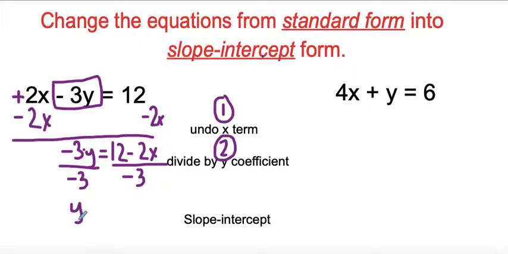So I'm left with y equals, all right, now take a look. I have 12 divided by negative 3. So that's going to give me negative 4, right? And then my next one here is negative 2 divided by negative 3. So that gives me, in fraction form, positive 2/3, right? A negative divided by a negative is a positive. All right, so I have 2/3.